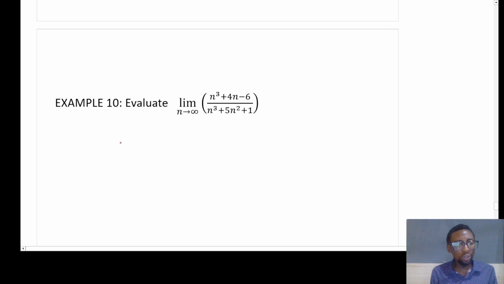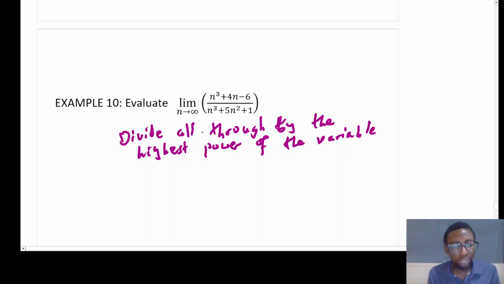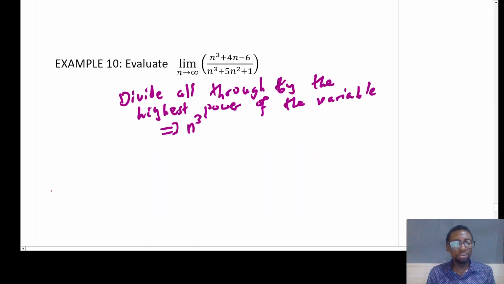So you divide all terms by the highest power of the variable. Now what is the variable? We have variable n here. So the highest power of the variable n in this case is n cubed. So I'm going to divide everything by n cubed.